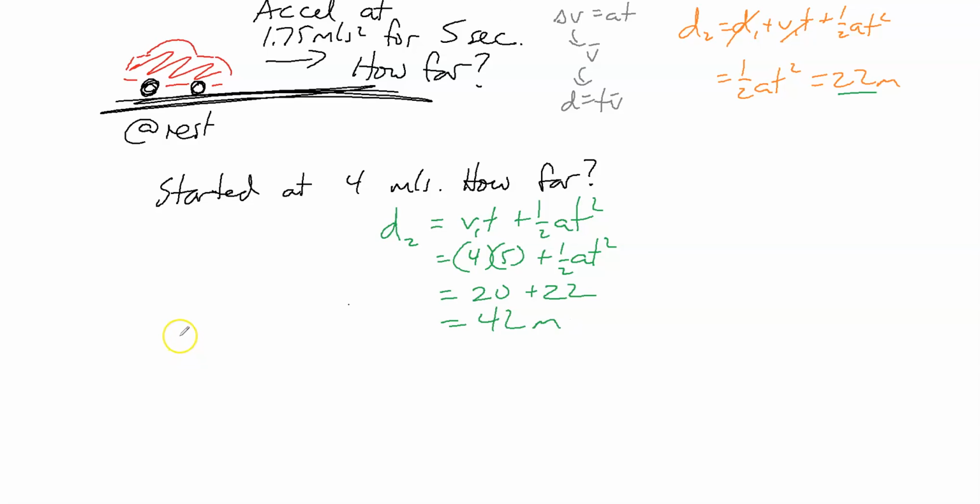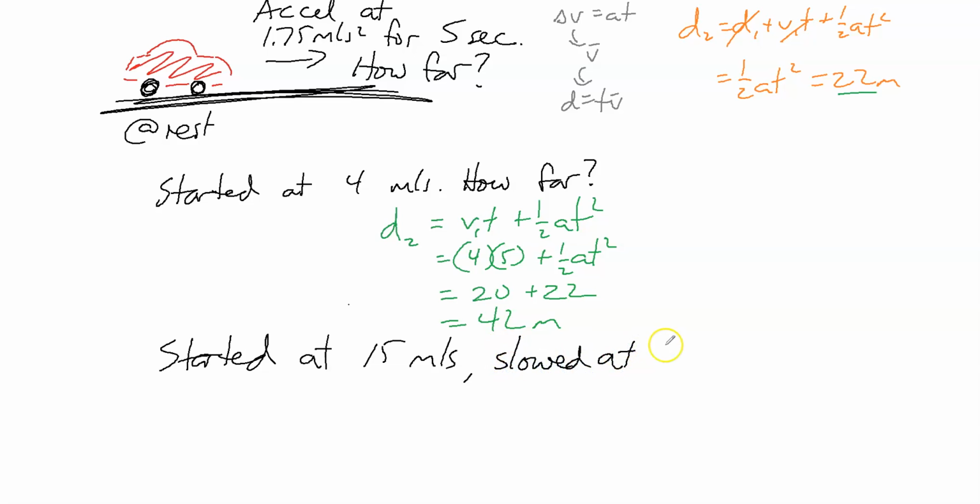What if instead it started at a different speed? So it's not going to start at 4 meters per second. Let's start at something else. Let's say it started at 15 meters per second, and instead of going faster, what if it slowed down at 1.75 meters per second squared for 5 seconds? Okay, so starting at 15, and let's have the car slow down instead of speeding up.